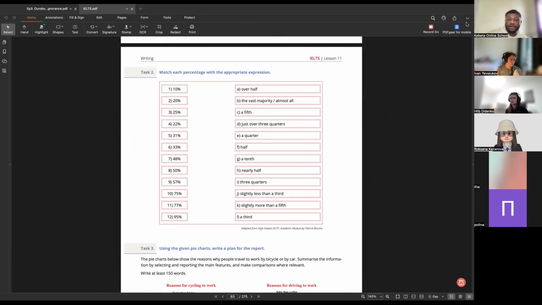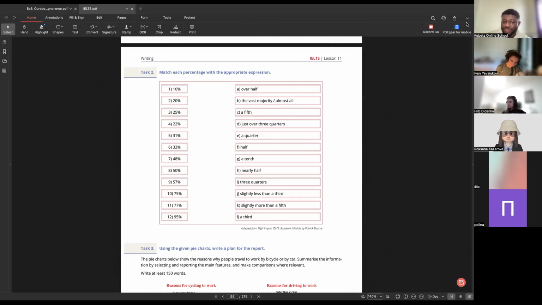So, number one, 10%. A tenth. Done. Yes, a tenth. Good. Then 20%, a fifth. Then 25%, a quarter. Then 22%, slightly more than a fifth. Slightly more than a fifth. Good.